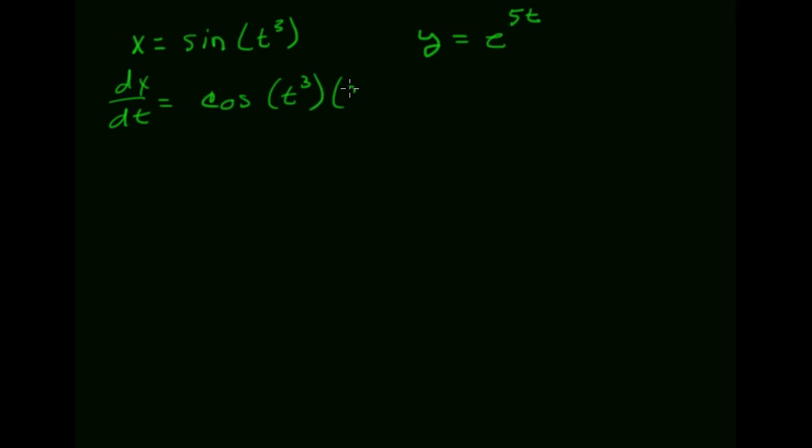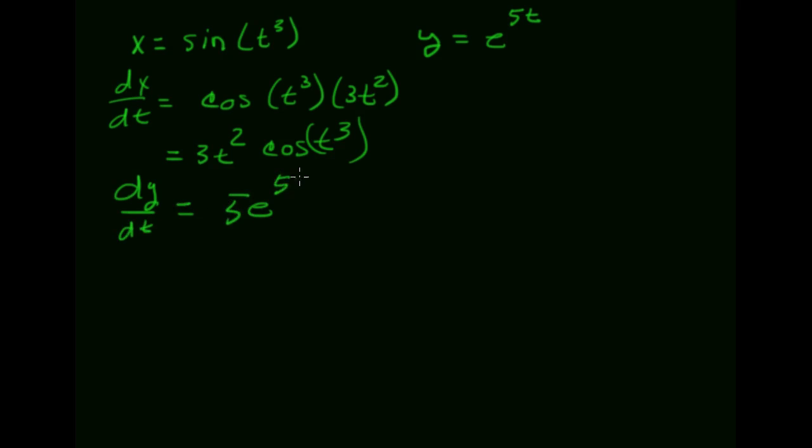Okay, so problem number 8 is also a parametric problem, which means it won't show up on the 2020 BC exam, but let's work it out anyway. We have x is the sine of t cubed, y is equal to e to the 5t. dx/dt then should be the cosine of t cubed times 3t squared. I'm going to rewrite that as 3t squared cosine t cubed. dy/dt should be then 5e to the 5t.